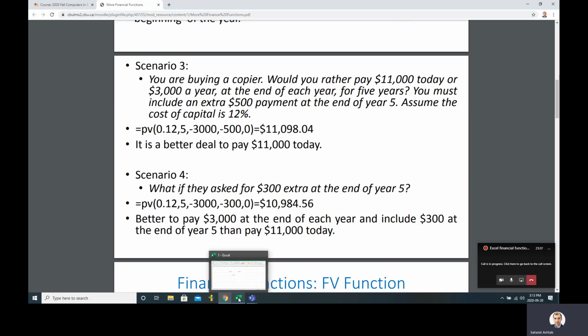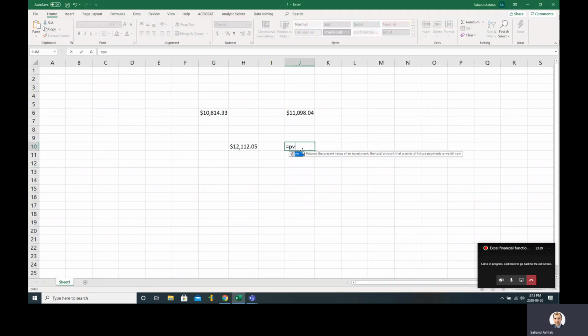So we come back, equal PV, rate is 12%, comma, for 5 years, comma, we are making $3,000 payments. Future value is 300, which is the outstanding balance after you make the last payment, and type is 0 because it is end of each year that you're making the payments. It becomes 10,984, which we have here as well.